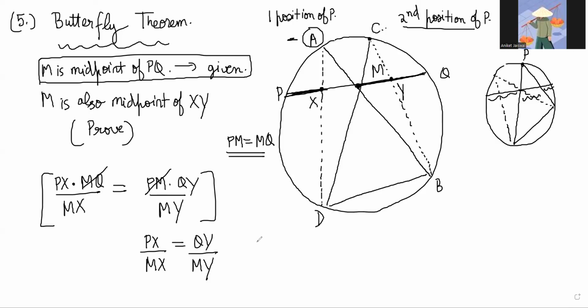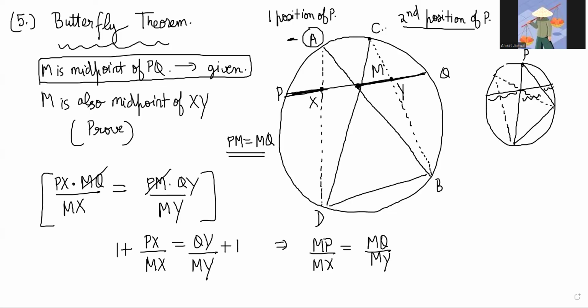Yes, sir. Now what we will do is add 1 to both sides to make it a better ratio. So it becomes Px plus Mx, right? Yes, sir. Now it is becoming Mp by Mx is equal to Qy plus My, so Mq by My, right?